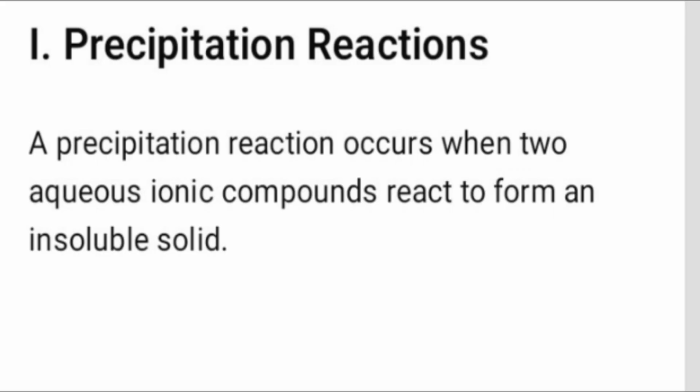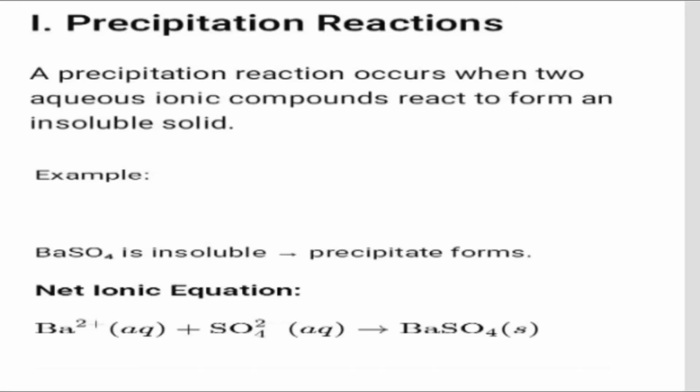So for a precipitation reaction to occur, there should be an insoluble solid what? Formed. For example, barium sulfate is insoluble, so a precipitate forms. The example is the net ionic equation. You may write the balanced equation first, but when you go to the net ionic equation, you are going to find that barium ions and sulfate ions combine to form barium sulfate, which is an insoluble solid. And this reaction is what? It's a precipitation reaction.